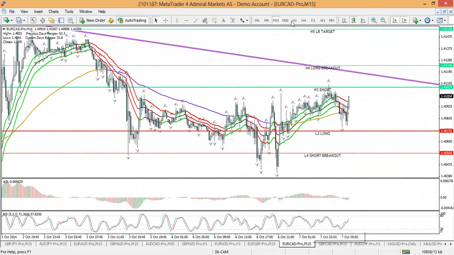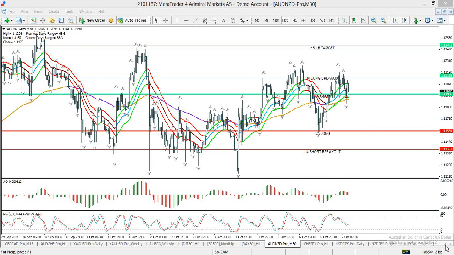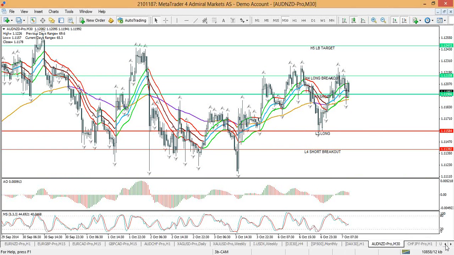Euro CAD. Let's take a look at others. Let's see any other Aussies I can look at. First of all, let's see. New Zealand looks pretty choppy. I think that's it, in fact, regarding the Aussies.